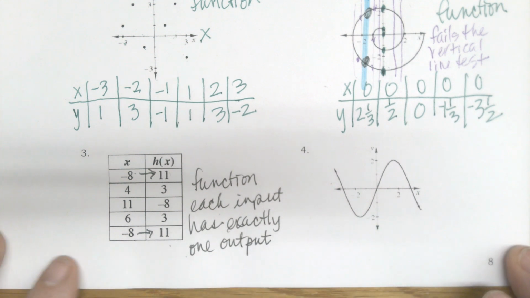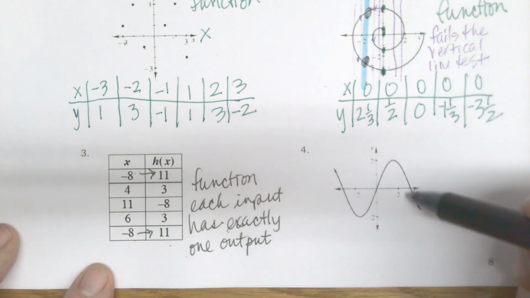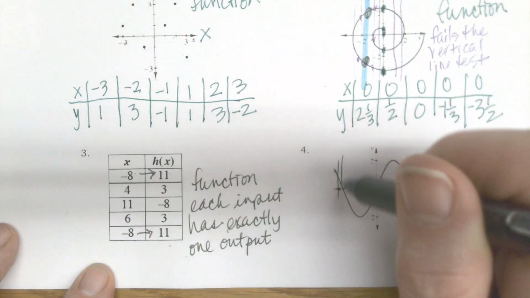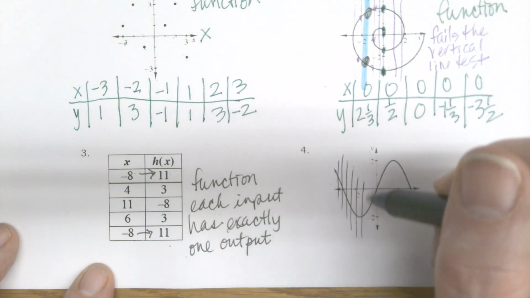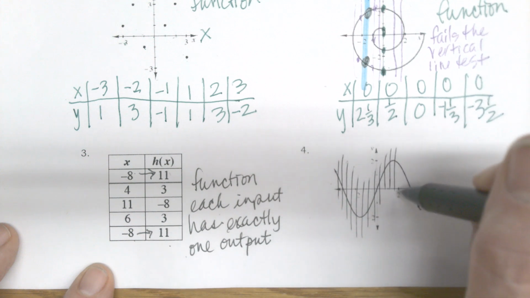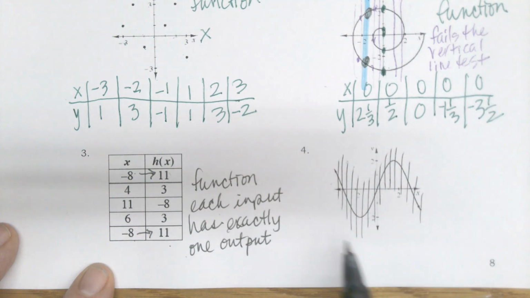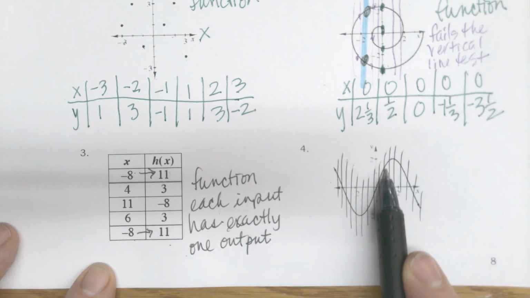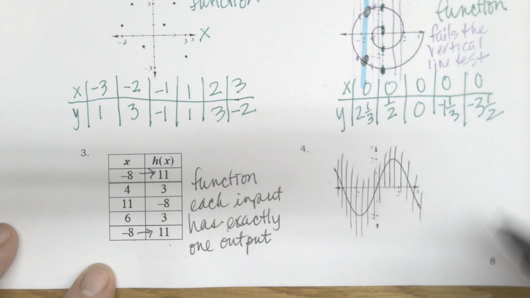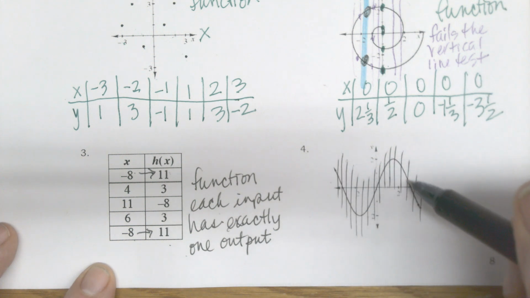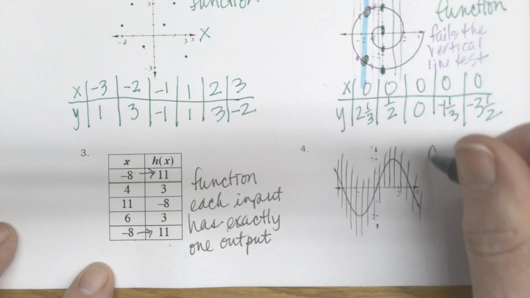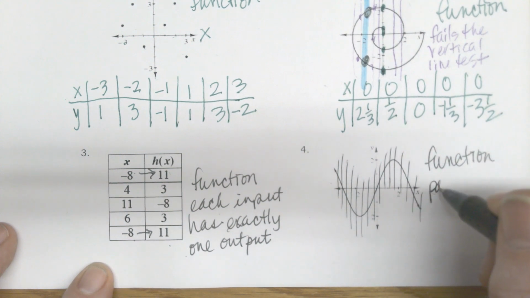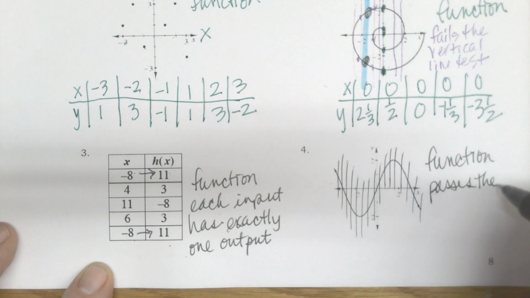Okay? Let's do another quick graph. This is a graph. I don't want to make a table of all the points like I did on that other one, so I'm going to check the vertical line test. I'm going to draw vertical lines all over this thing. Is there any place that a vertical line crosses the drawing more than once? No. If it doesn't cross the drawing more than once, then it is a function. This passes the vertical line test.